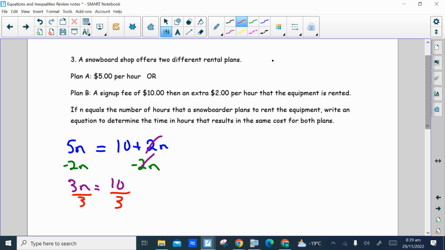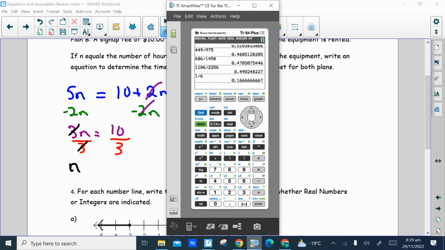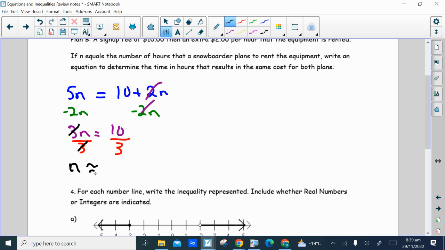And in this case, we're going to get a decimal. Right? The 3's cancel, and you have n equaling 10 over 3, which is 3.3 repeating. 10 divided by 3, 3.3 repeating. So we'll say approximately 3.3. So if they charge by part of an hour, that's our answer.